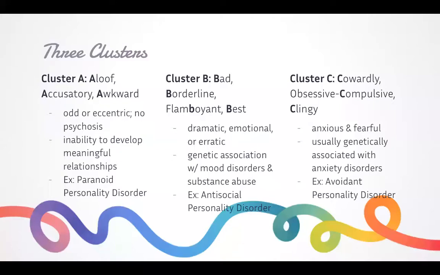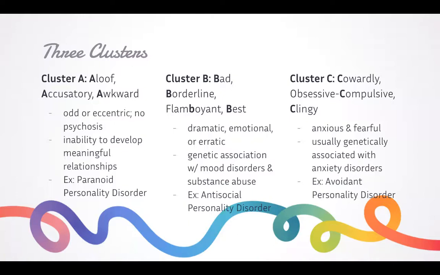So first off, in all of the cluster A personality disorders, the patients are usually odd or eccentric, and they show no psychosis. On top of that, they have an inability to develop meaningful relationships. So the example that we're going to go over here is paranoid personality disorder. An individual with paranoid personality behavior is very suspicious of other people. They mistrust the motives of others and believe that others want to harm them. Additional hallmarks of this condition include being reluctant to confide in others, bearing grudges, and finding demeaning or threatening subtext in even the most innocent of comments or events. A person with paranoid personality disorder can be quick to feel anger and feel hostile towards others.